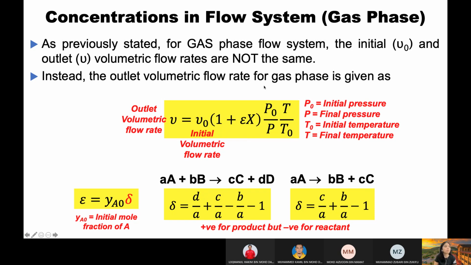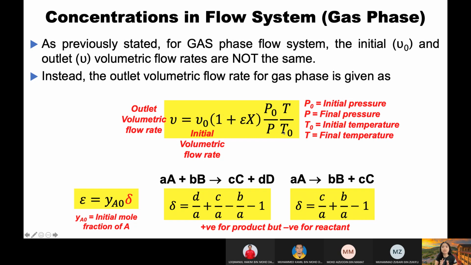So the back part ada P naught per P. So P naught per P ni is to address pressure change during your reaction. So kamu tahu kalau gas phase reaction, there are chances or there are tendencies to have pressure change. So kalau ada perubahan tekanan, of course volumetric flow rate pun akan berubah. Okay, sebab tu dia akan include P naught per P. So again, naught tu maksudnya apa? Initial pressure. P, final pressure or pressure semasa tindak balas berlaku. P naught tu tekanan sebelum tindak balas berlaku. P is tekanan semasa atau selepas tindak balas berlaku. So if your reaction has pressure change, you have to include the P naught per P.